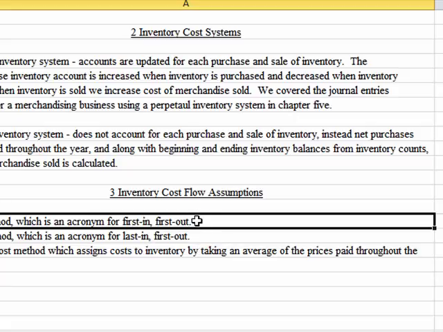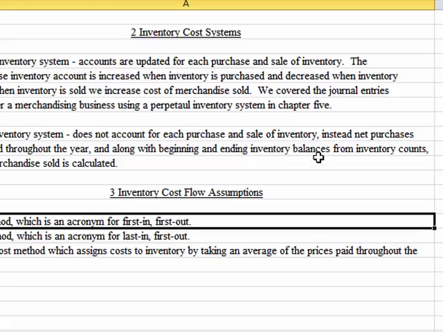It doesn't mean that literally the first ones we purchased were the first ones that were sold. It's just we're at the end of the year. We have sold 20 unicycles, we have 10 left in inventory, and we want to assign a cost to both groups. First in, first out is just a method for assigning a cost to the items that were sold, which would be our cost of merchandise sold number, and to the items left in inventory, which would be our ending inventory balance.